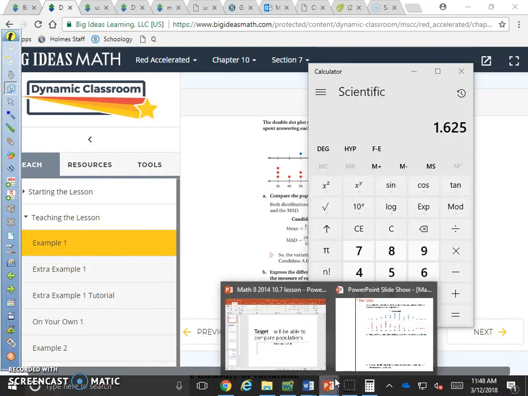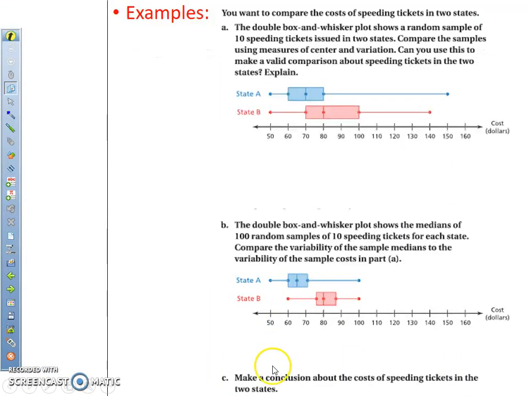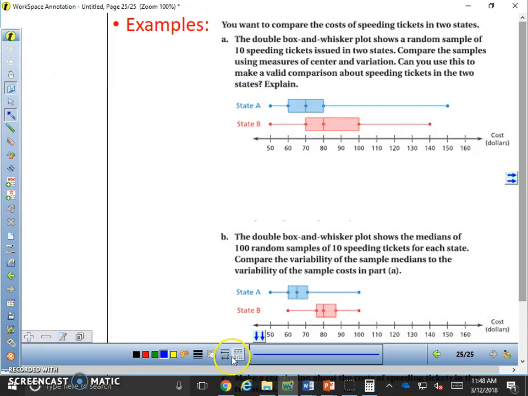All right, let's go back to example B. Here's how we compare with skewed data. These are box and whisker plots. I'm not asking you to make them, I'm just asking you to be able to read them. So we use median and interquartile ranges for skewed data. The median is still the middle. Here's the middle, here's the middle. So we're looking at the middle.